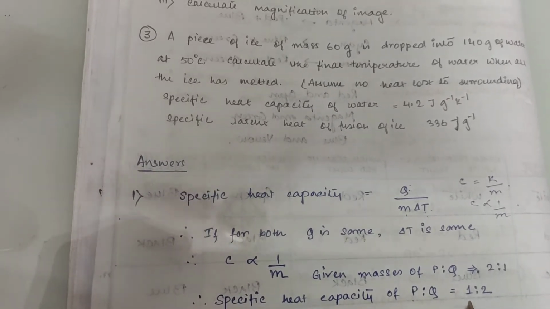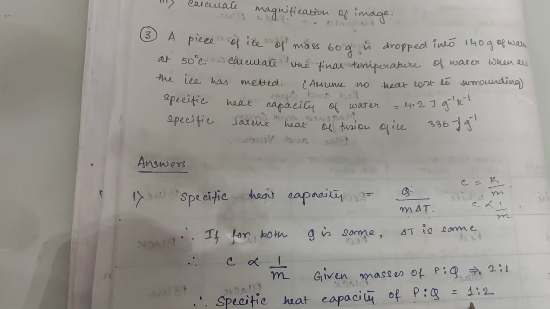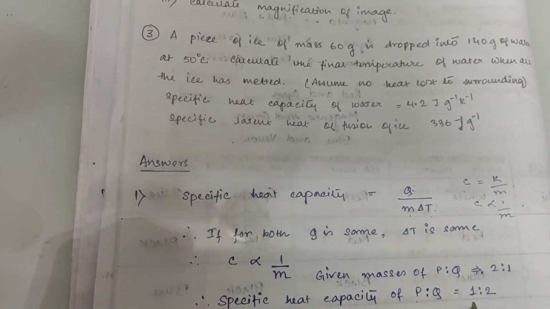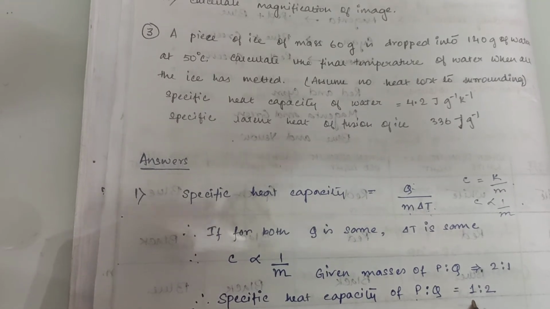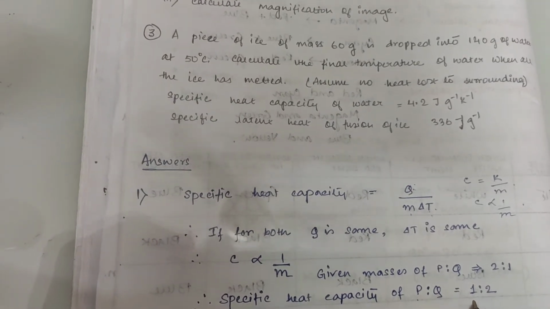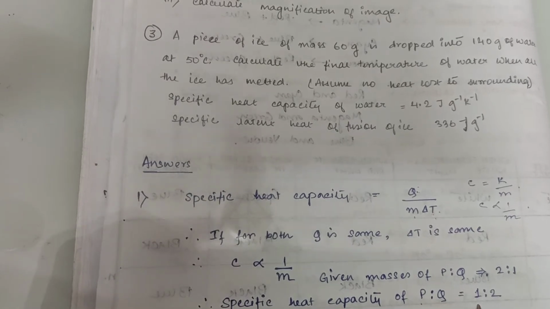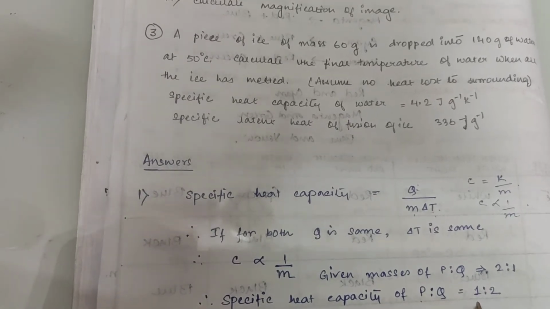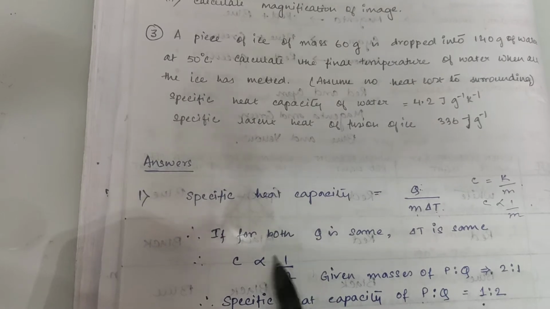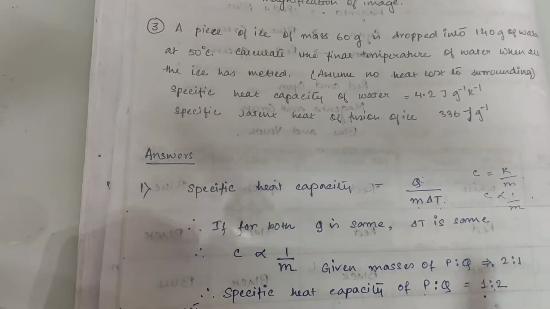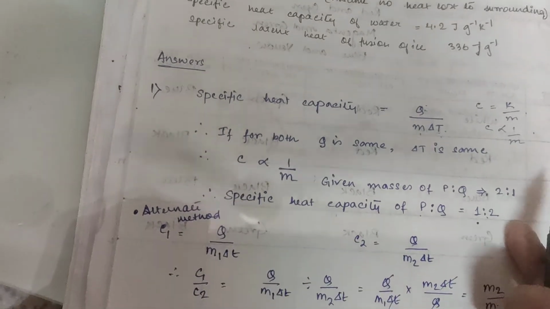If it was directly proportional, for example, frequency, if frequency is in the ratio 1:2, pitch is in the ratio 1:2 because directly proportional. Amplitude 1:2, loudness 1:4. Like that. But in this case it's inversely proportional, so specific heat capacity will be 1:2. Or you can also do it in this method.